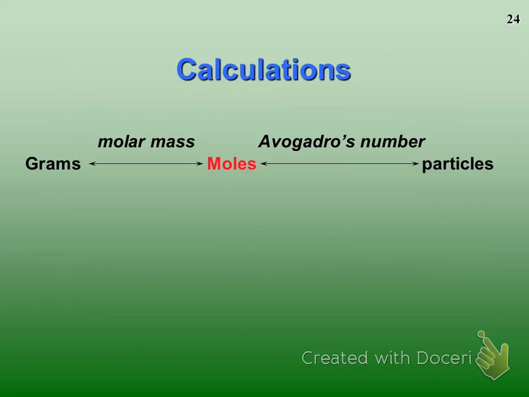You see everything flashing. Everything must go directly through moles. So if I'm starting in grams, I'm going to utilize my molar mass that I calculate for that substance, whatever it is, to get to moles. And then afterwards, I'm going to use my Avogadro's number in order to go the rest of the way. Let's use this next example.